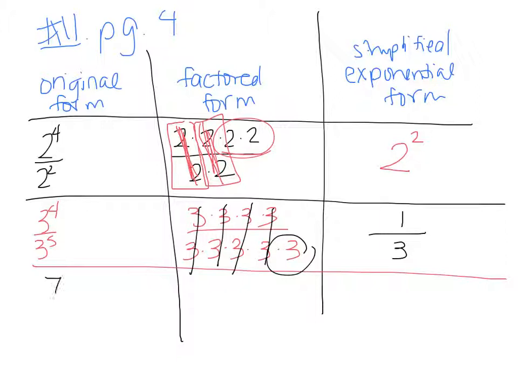Now, what if they're the same? So say we have 7 cubed over 7 cubed. So that's 7 times 7 times 7 over 7 times 7 times 7. So if we do the giant 1 or we simplify, all of them cancel out, and you are left with the number 1.